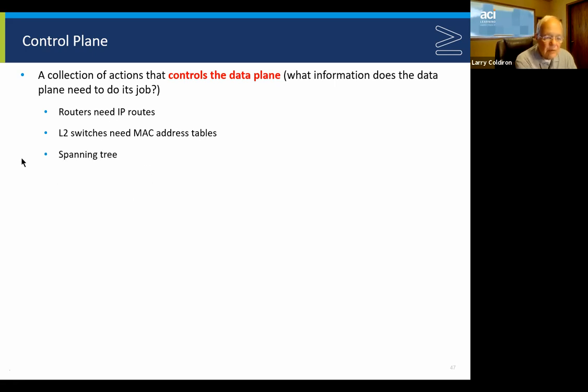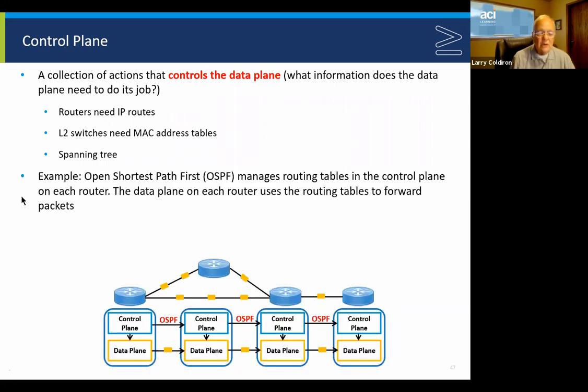So we need the IP routes. The layer 2 switches need the MAC address table. We need the spanning tree information. OSPF manages the routing tables in the control plane of the router, and then the data plane is going to use that information that has been provided to do the data shipping from one to the other.